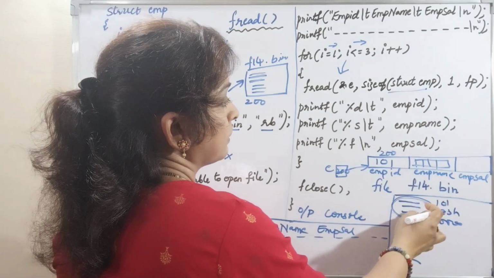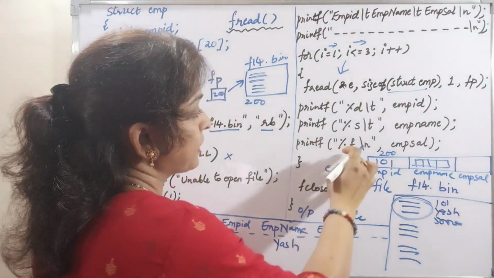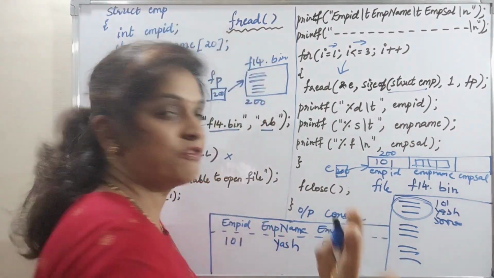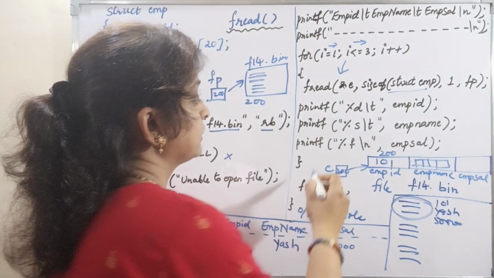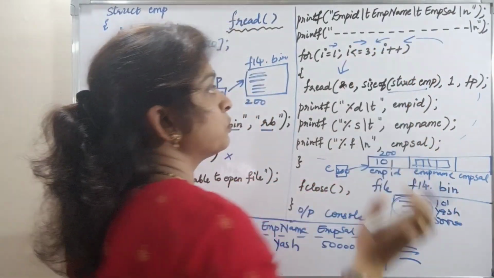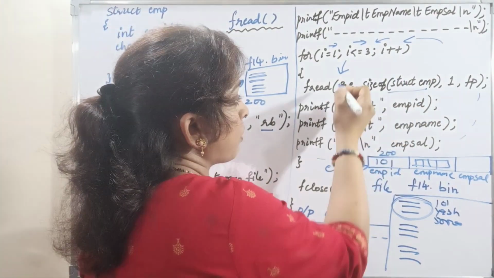Then percentage s, EMP name, say Yashoda, percentage f, EMP salary, say 50,000. One block of data I got. Then again loop back. i gets increased, it becomes 2. Is 2 less than or equal to 3? Yes, again the condition is satisfied. Again read a block of data.